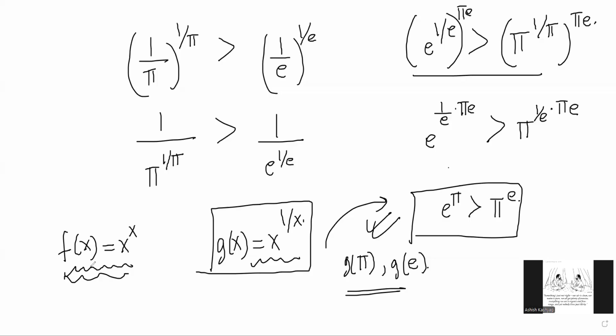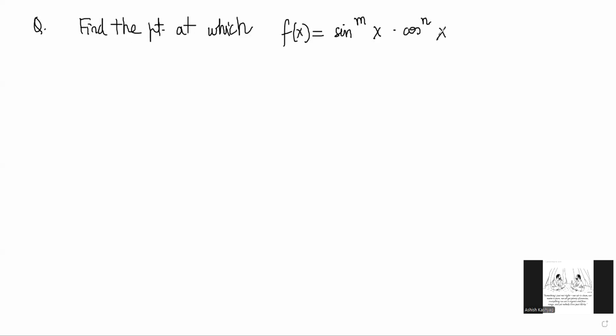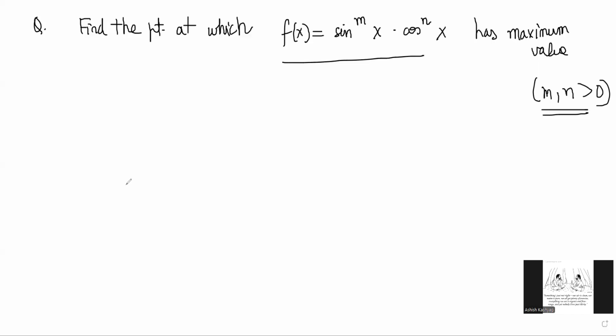Okay, not a very difficult question, but try this one. Find the point at which f of x is equal to sin to the power m x multiplied by cos to the power n x has maximum value. Here m and n are greater than 0. Where is the point of maxima for this function? Try to find that.